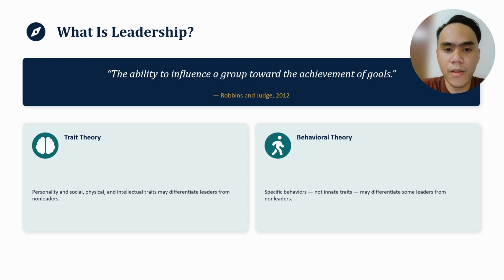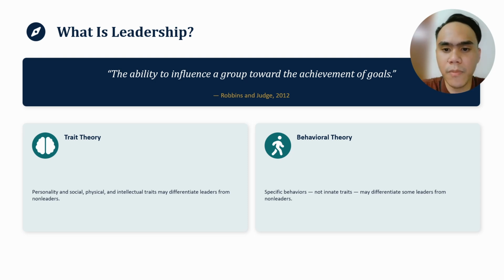First is the trait theory. It is the idea that personality and social, physical, and intellectual traits may play a role in differentiating leaders from non-leaders. This is the older, more intuitive theory: the idea that some people are simply born leaders because of who they are. And second, the behavioral theory: the idea that specific observable behaviors, not innate characteristics, may differentiate some leaders from non-leaders.